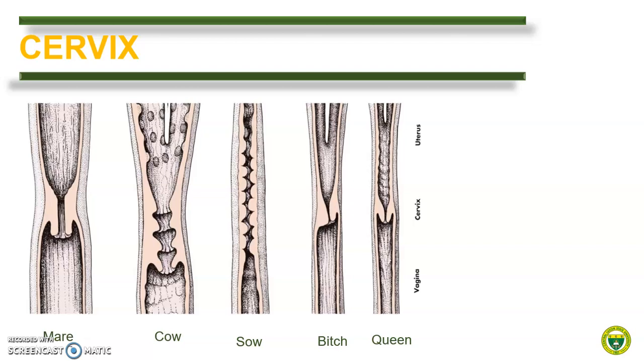In mare, bitch, and queen, the mucosal folds are arranged longitudinally. In cow, the lumen is obstructed by circular folds called plicae circulares. In sow, the circular folds form rows of prominences called pulvini cervicales, as we had shown in the previous slides.